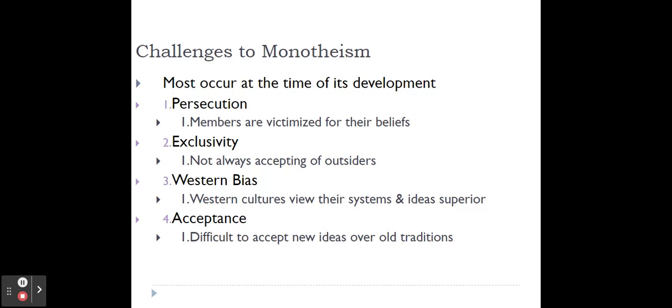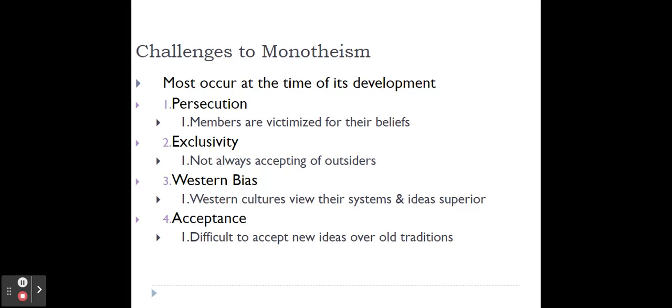So again, as we go through these, there are challenges to monotheism and of monotheism. Western bias. Western culture seems to view their systems and ideas as superior. Especially when we get to Christianity, when the kings and queens of Europe convert to Christianity and then have a desire to spread Christianity around the world, not only is that going to fuel some of their explorations and colonizations, but once again, that's also going to cause some people to reject monotheism and especially reject Christianity because they associate it with Western bias and this idea that the Western cultures are superior to everybody else.